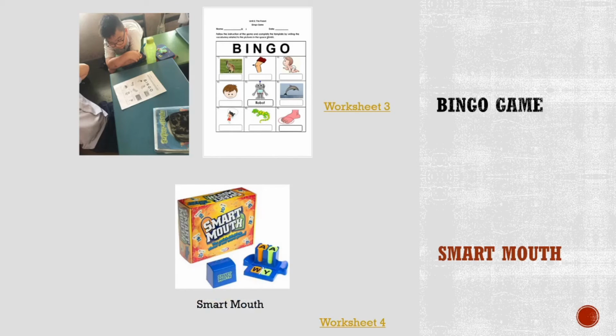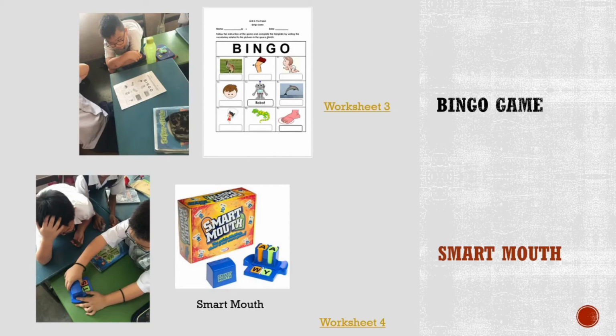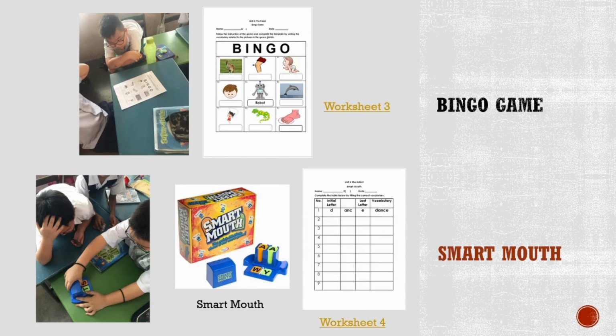So these are the tools for Smart Mouth, and the pupils need to operate the letter getter by sliding it back and forth. So when they slide, a pair of letters will release, and the letter tile on the left, which is orange color, will be the beginning letter of the words, and the green color tile on the right will be the ending letter of the words.